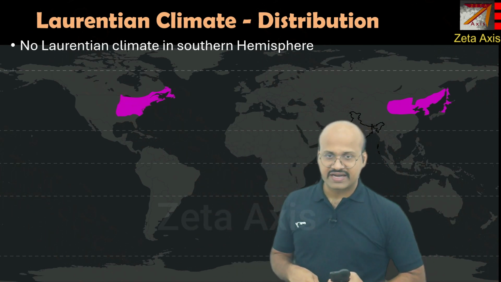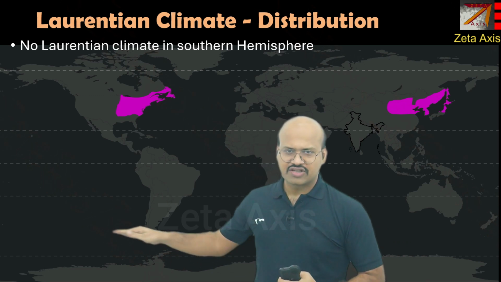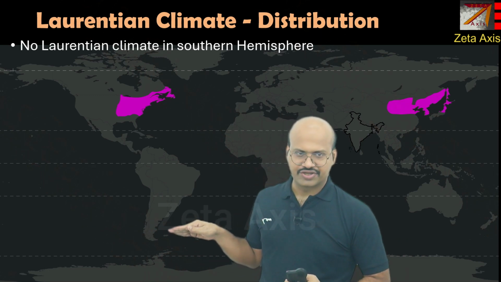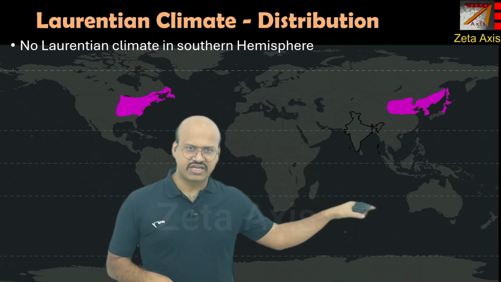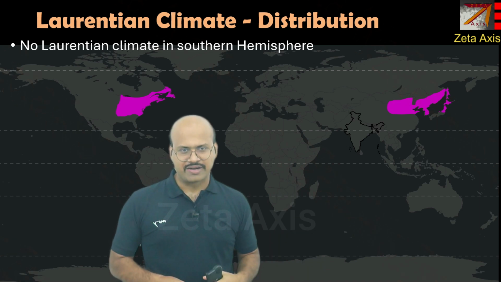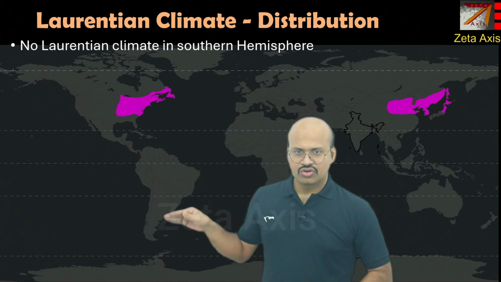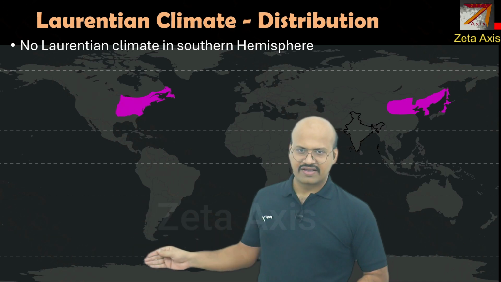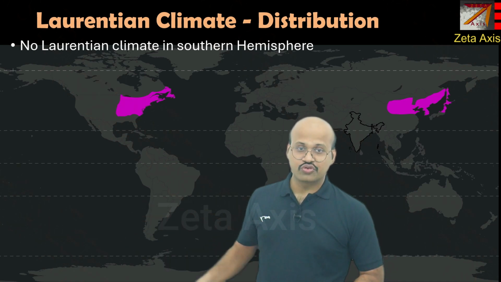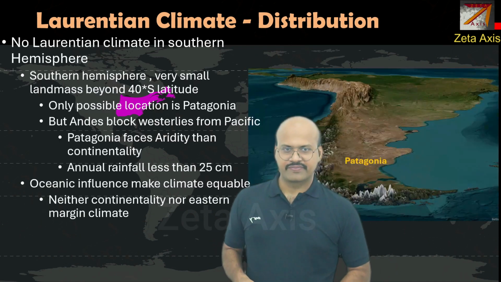And the reason is that there is very little landmass south of 40° south latitude. So we can see that even in Australia and Africa, there is no landmass south of 40° south. So only South America has the conditions or the region which could have experienced Laurentian climate.